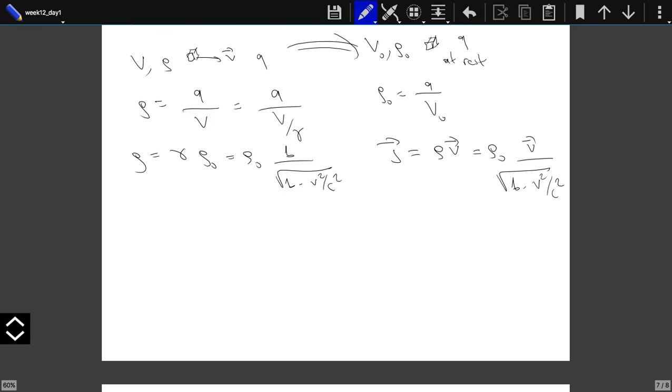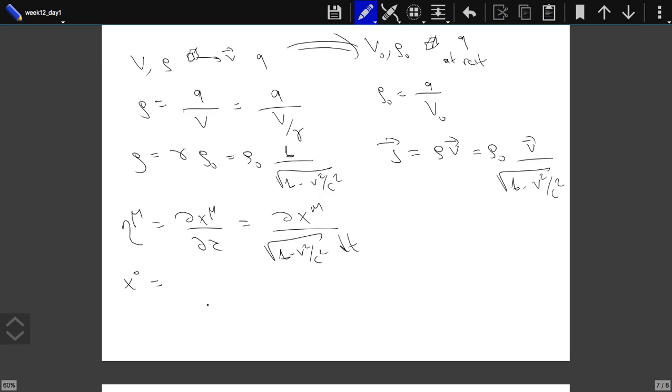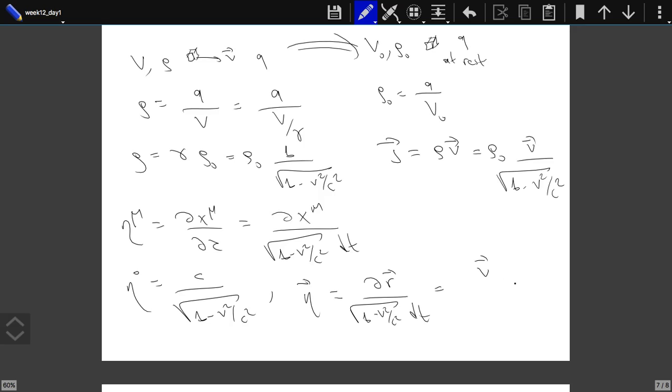Now you see, if you remember, we had defined a quantity that we called eta mu as dx mu by d tau. Now d tau is dt times square root of 1 minus v squared over c squared. So eta 0 is nothing but c divided by square root of 1 minus v squared over c squared. The space components are just dr by square root of 1 minus v squared over c squared times dt, or v over square root of 1 minus v squared over c squared.